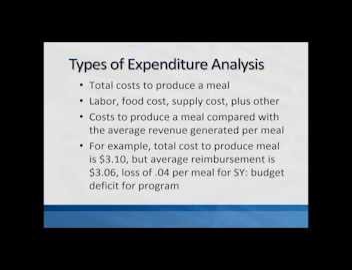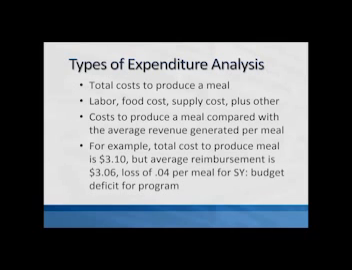So the types of expenditure analysis that you'll want to look at is what are your total costs to produce a meal. The bulk of the total cost to produce a meal would have to include your labor, your food costs, your supply costs, and any other costs associated with that meal.